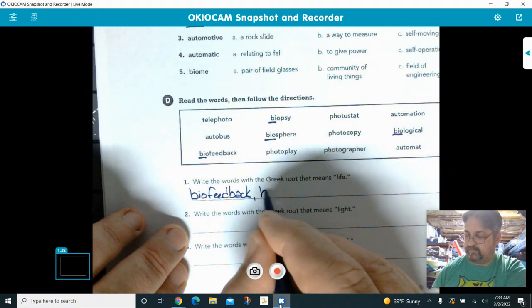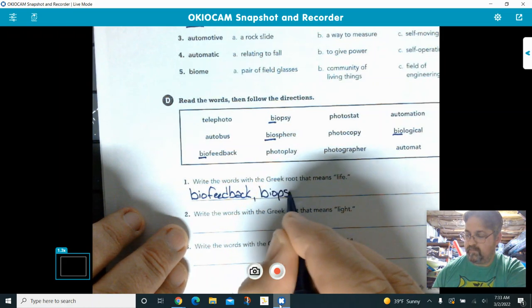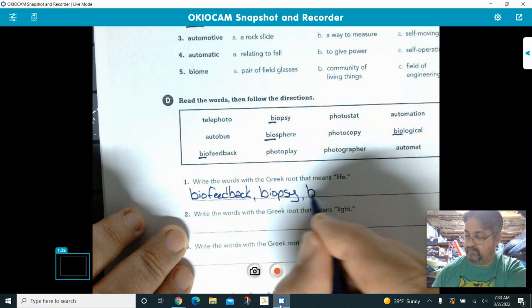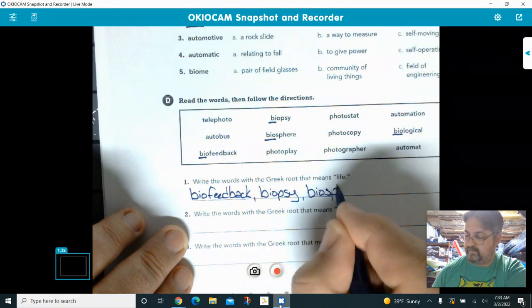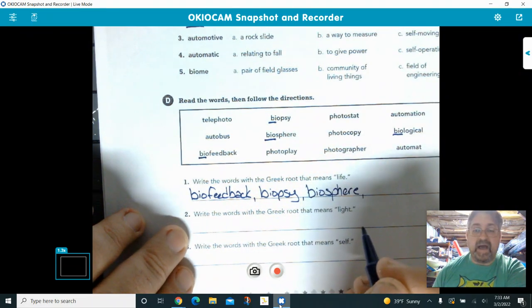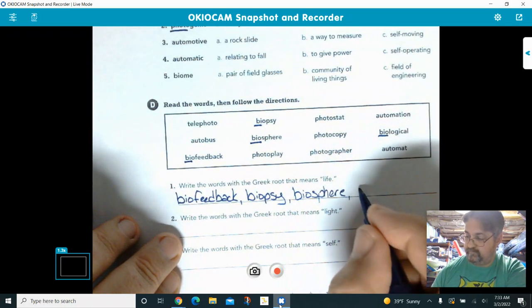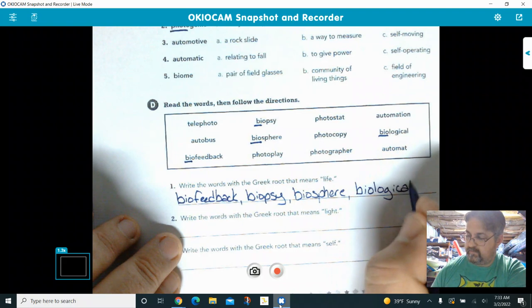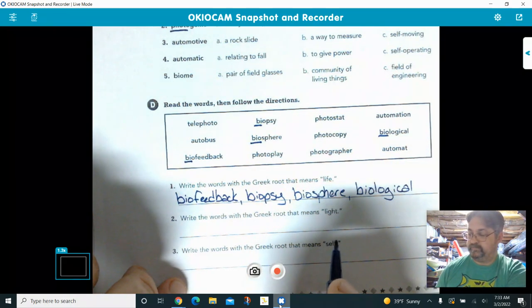Biofeedback, biopsy, biosphere, biological.